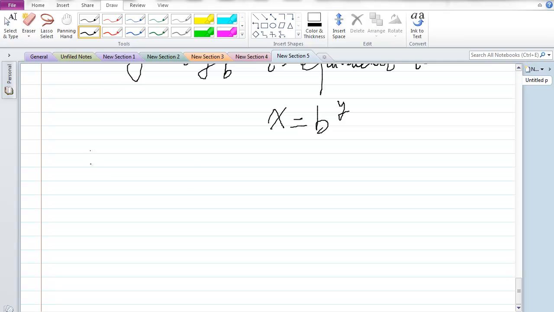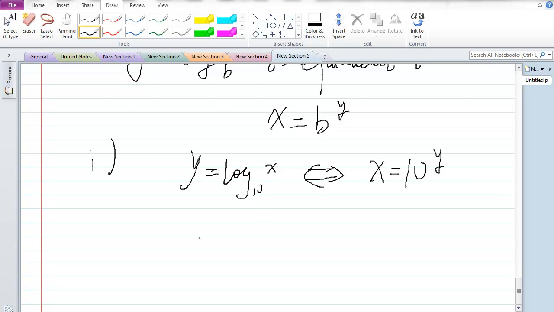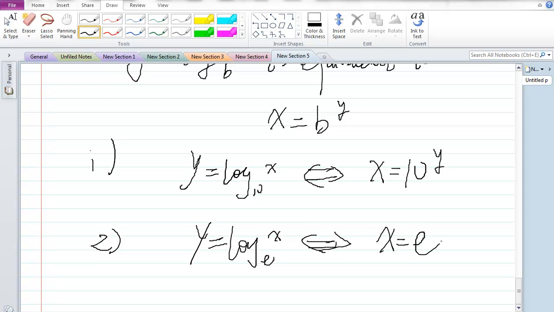Here we have two examples. First is y equals log 10 x, which is equivalent to x equals 10 to the y's power. The second example is y equals log 8 x, which is equivalent to x equals 8 to the y's power.